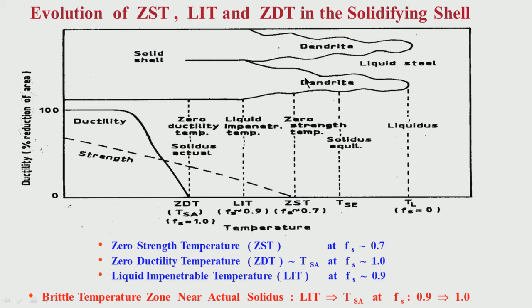This is called the high temperature brittle zone, because this temperature is relatively high, because it is associated with the completion of the solidification. After this, the temperature will only come down because you are cooling it. So this is the high temperature zone which is brittle. High temperature zone near the actual solidus is the brittle temperature zone. So we have to keep in mind that this is a zone we have to be very careful about.